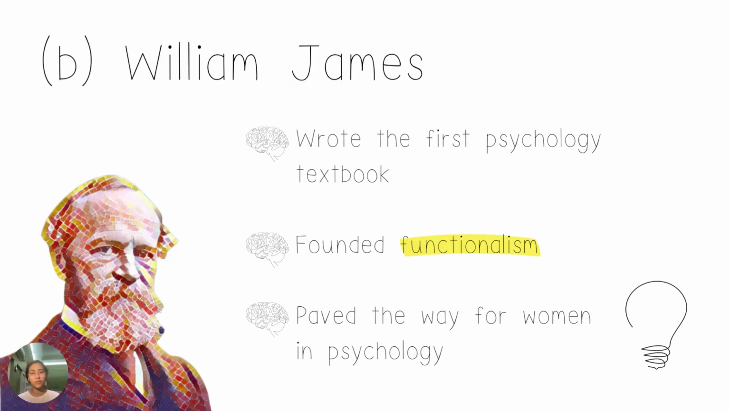So we had another school of thought, and this was founded by William James. He came up with the idea of functionalism, which we'll explore in just a moment. But two other things you need to know about him is that he wrote the first ever psychology textbook, and second, that he paved the way for women in psychology. And we'll delve deeper into that later in this video as well.